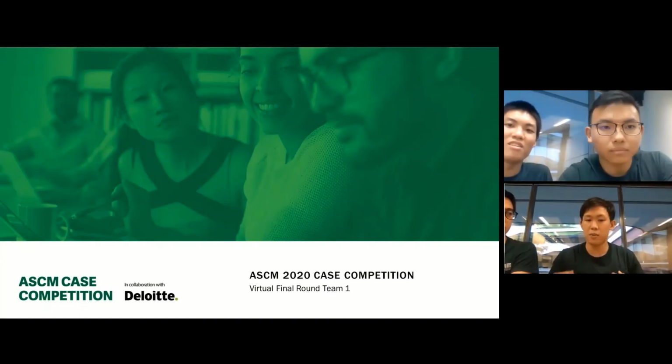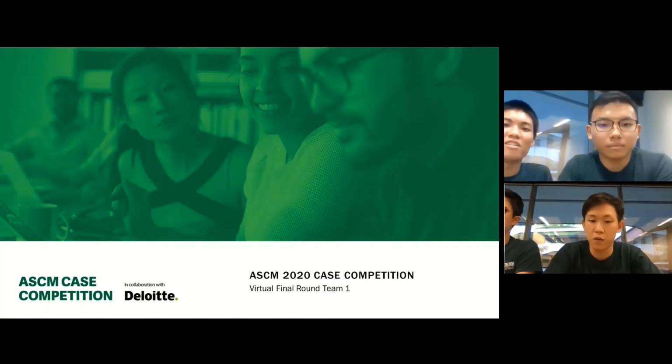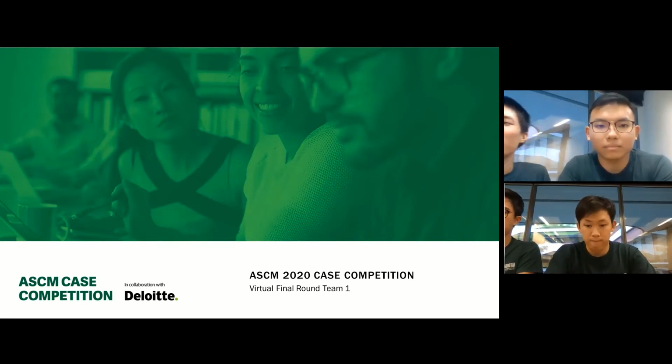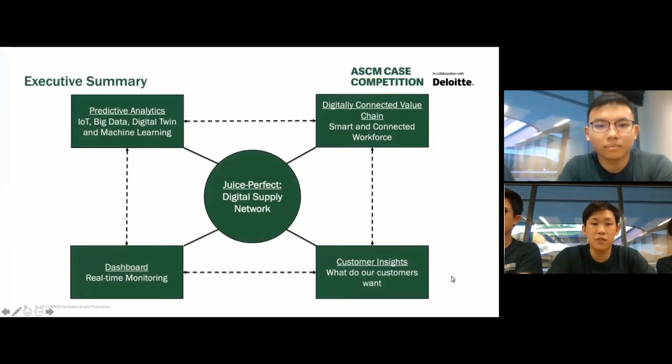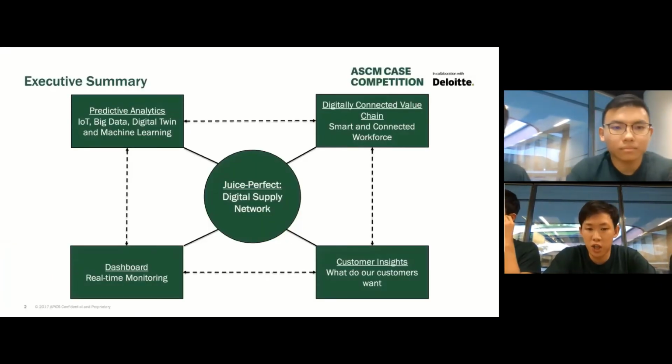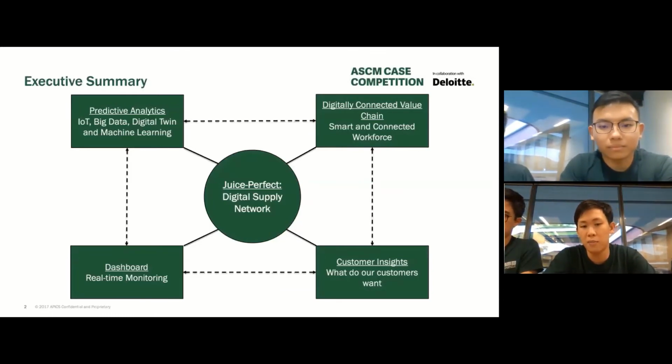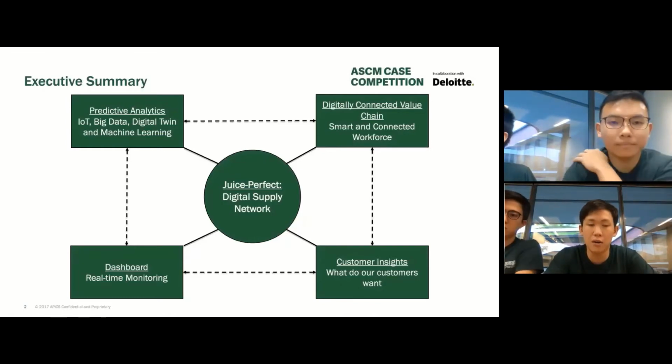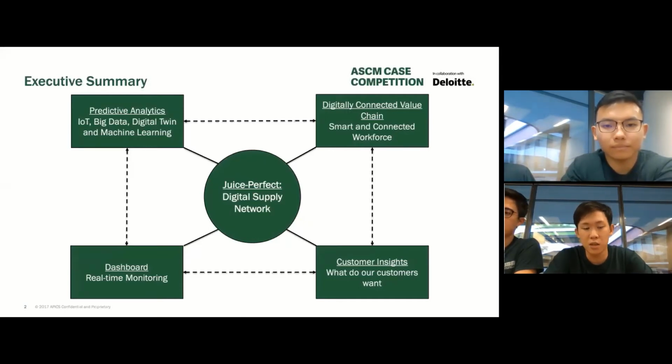To actually talk about our solution for the EACM Case Competition 2020 virtual final round. So for the executive summary, we start off with the objective right at the center of the screen, which is the company Juice Perfect and the implementation of a digital supply network. And we have outlined a four-pronged strategy, which involves predictive analytics, digitally connected value chain, customer insights, and finally a dashboard that amalgamates the preceding three strategies.